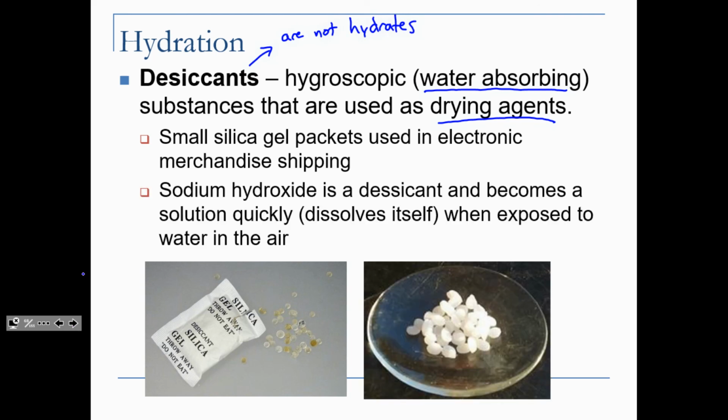Sodium hydroxide is a desiccant, and it becomes a solution. It dissolves itself. So if we leave this sitting out, what we're going to find is that those little pellets kind of become puddles. They absorb the water, and they don't hold their structure.